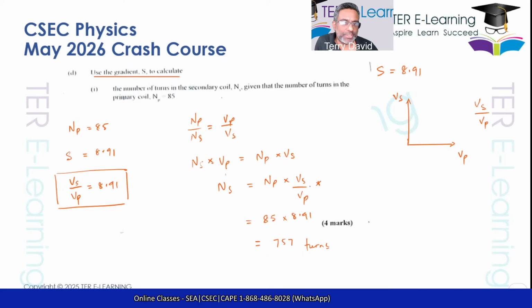Right? Let me just make sure this is correct. So Np Vs over Vp. Am I making sense to you all? Yeah, so I'm watching some of your answers, right? Round it off to the nearest whole number.